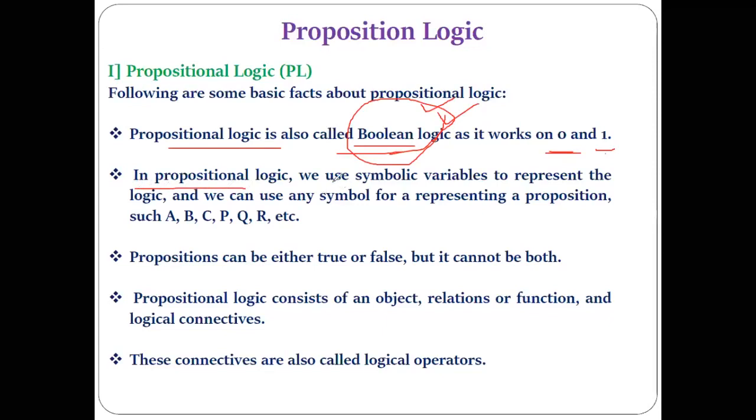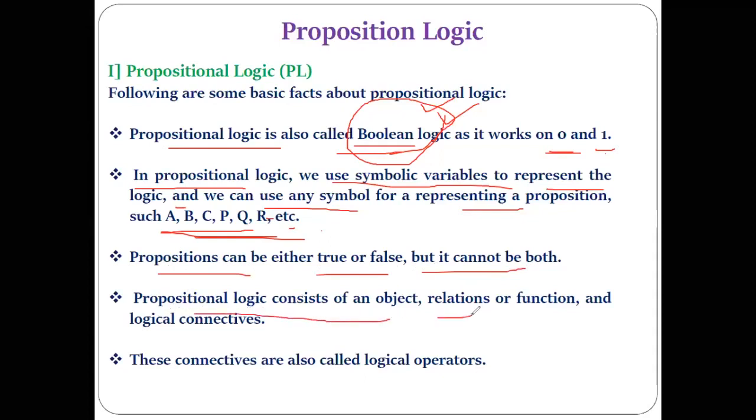In propositional logic, we use different kinds of symbolic variables to represent the logic, and we can use any symbol representing a proposition, such as the capital letters from A to Z. I have mentioned only some here, but we can use any capital letter from A to Z. A proposition can either be true or false. It cannot be both at the same time.